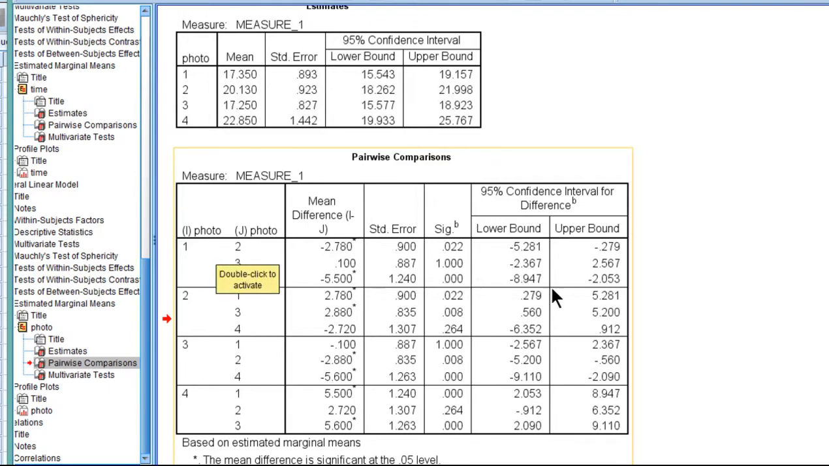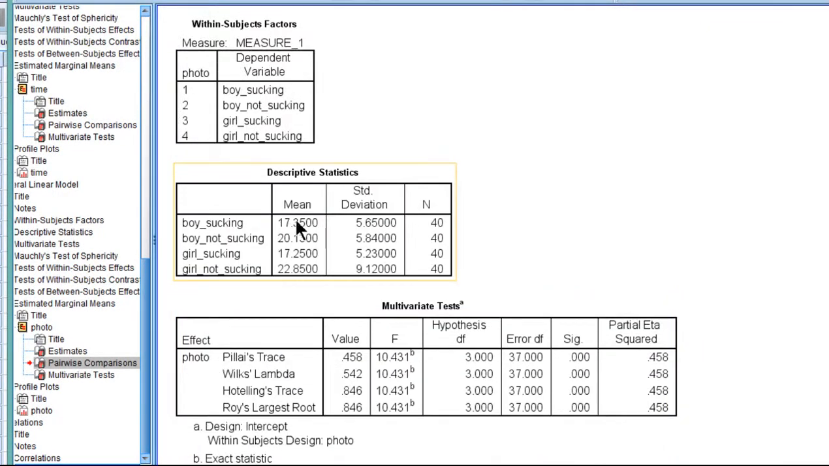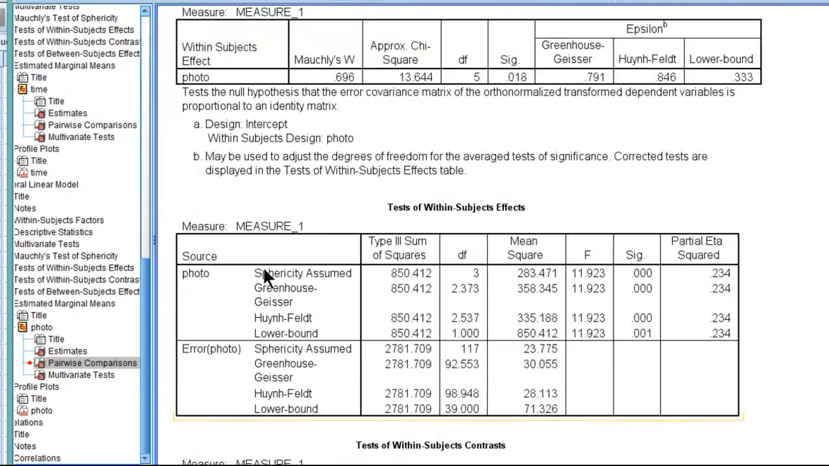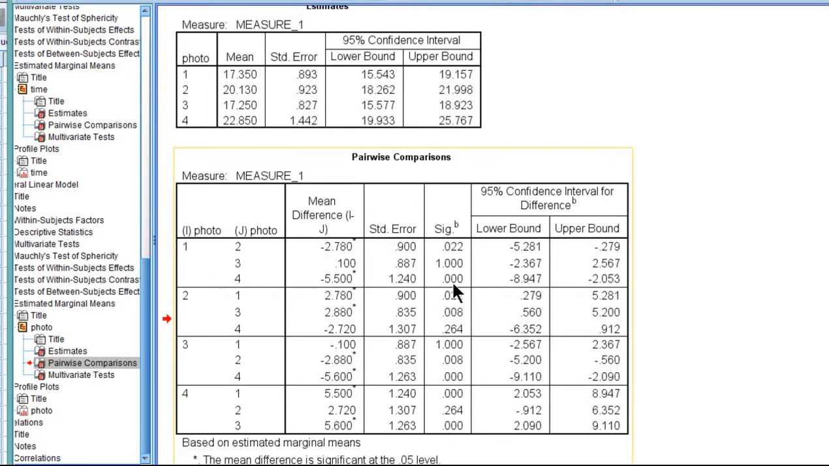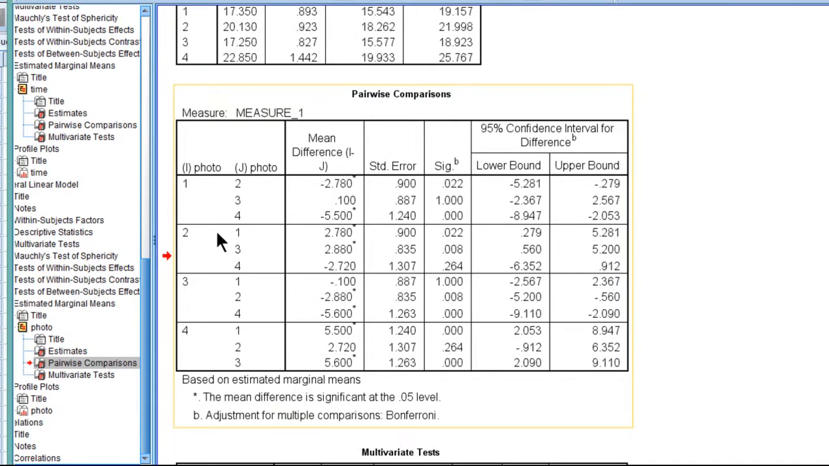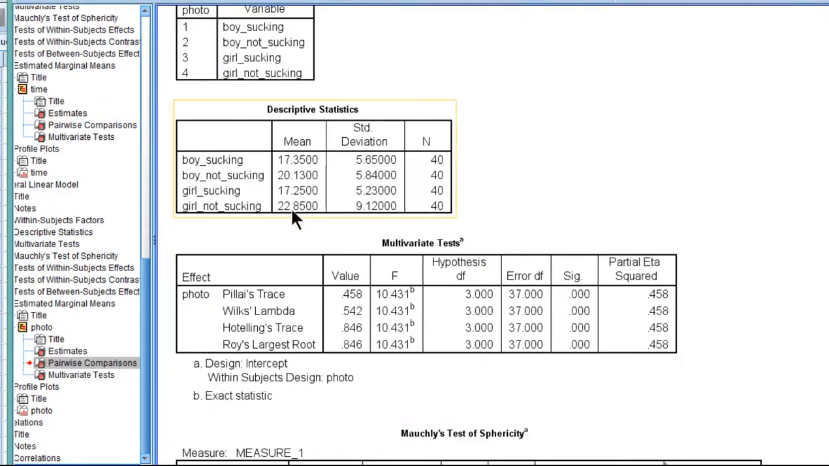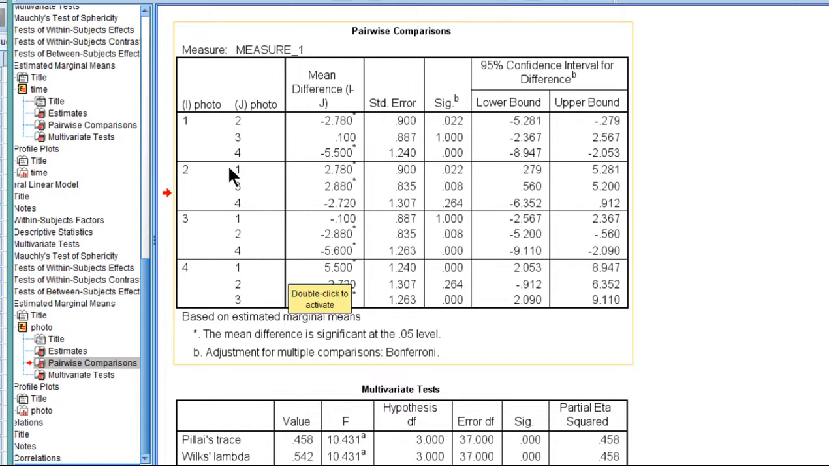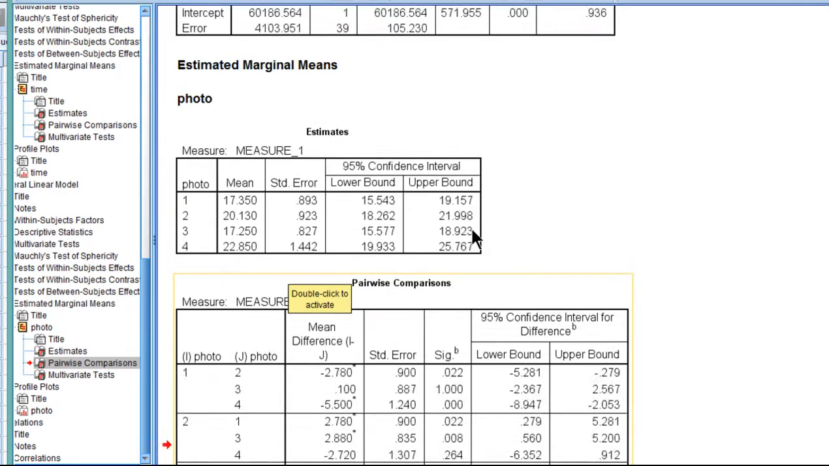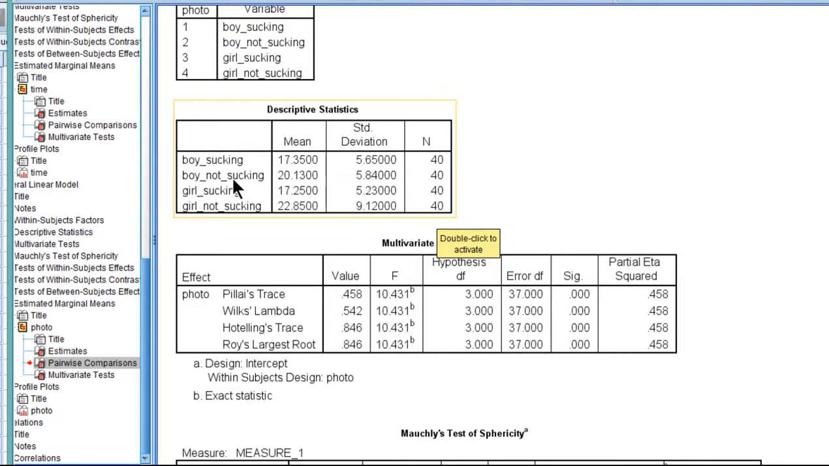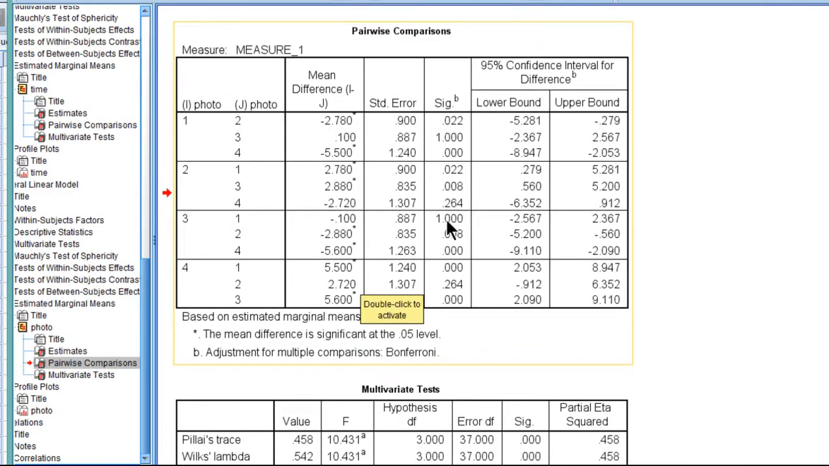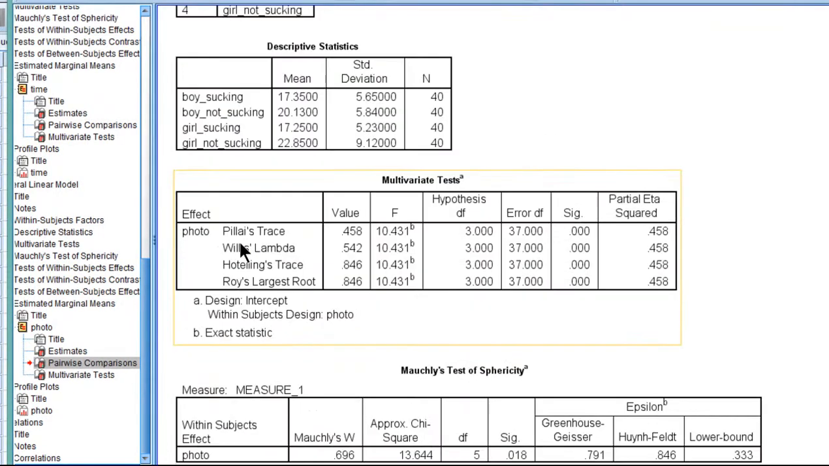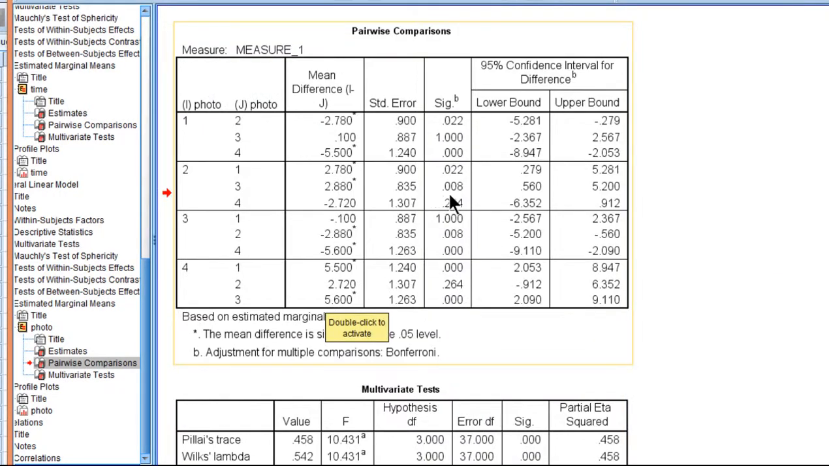And then the difference between photo 1 and photo 4, which is boy sucking thumb and girl not sucking thumb, is also statistically significant. Another comparison that's statistically significant is 2 versus 3. So that is boy not sucking thumb and girl sucking thumb. But 2 versus 4 is not statistically significant. That was the comparison of boy not sucking and girl not sucking thumb. So the last comparison that's unique is this one here, 3 versus 4, which is girl sucking thumb versus girl not sucking thumb, with a 0.08 p-value.